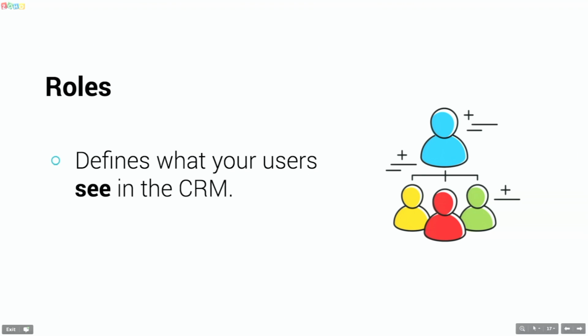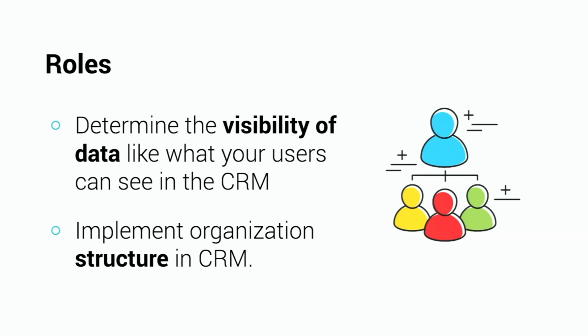Roles determine what each user can see in your Zoho CRM. Unlike profiles, where you define what each user can do, the level of access or permission, in roles you can set the data visibility for the users in your organization. So you can determine the level of visibility a user needs to have in the CRM account by implementing your organization structure in Zoho CRM.